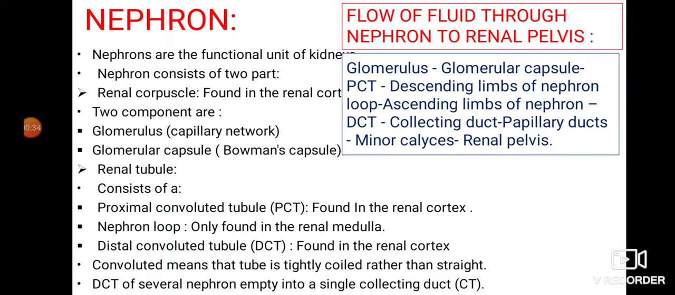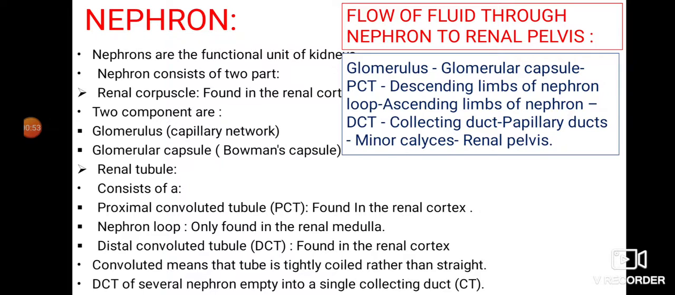And the renal capsule is composed of two components. One is the glomerulus, that is known as the capillary network, and another one is the glomerular capsule, this is known as Bowman capsule. And the renal tubule consists of three different parts.